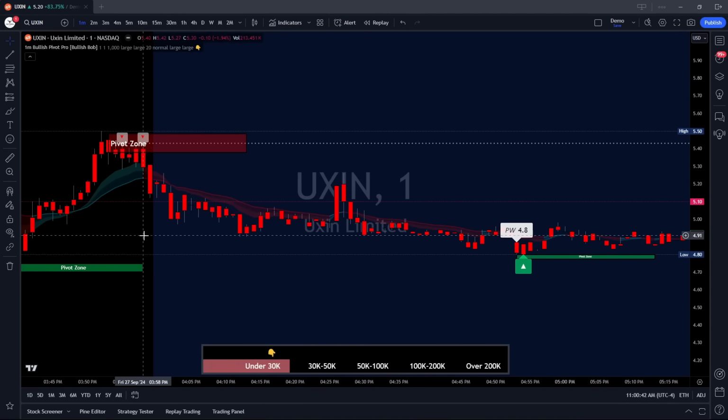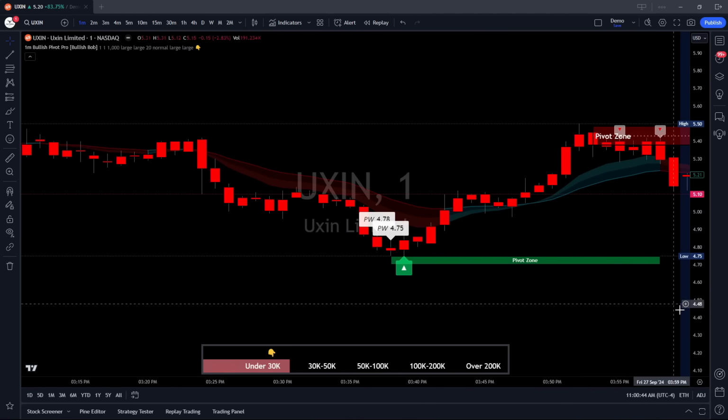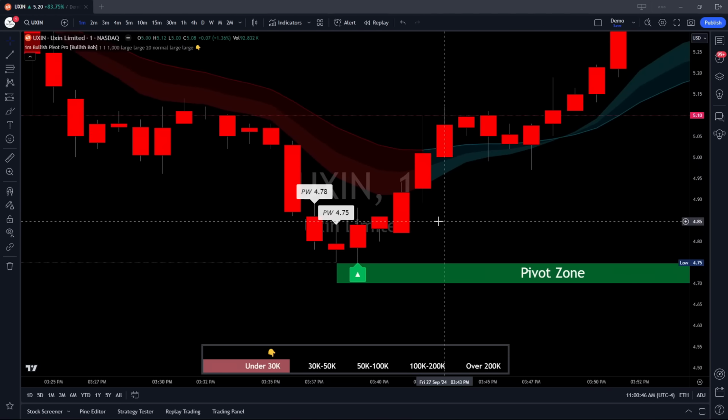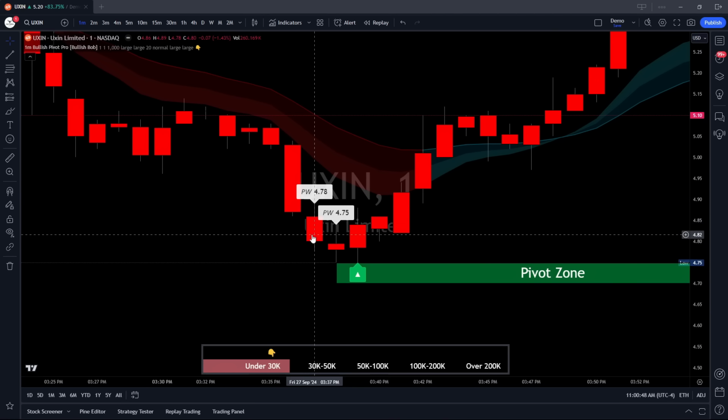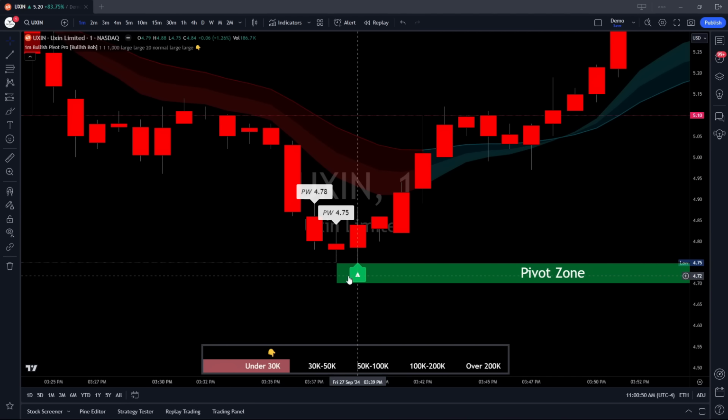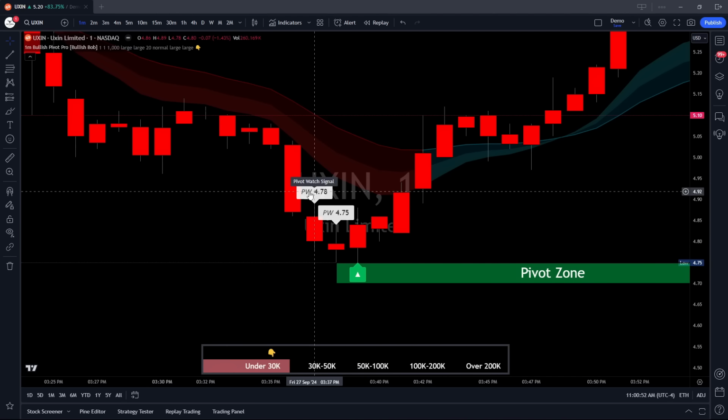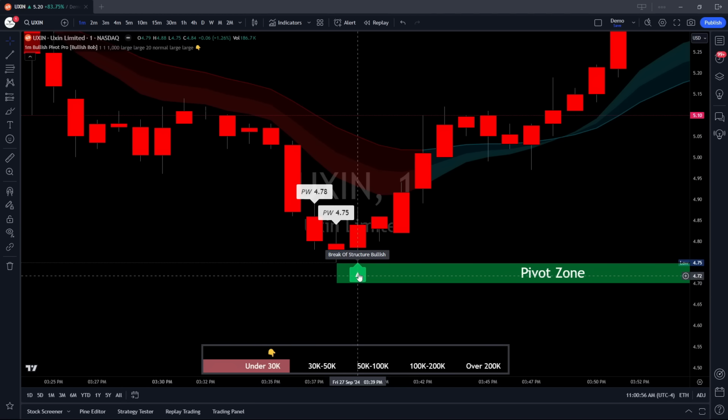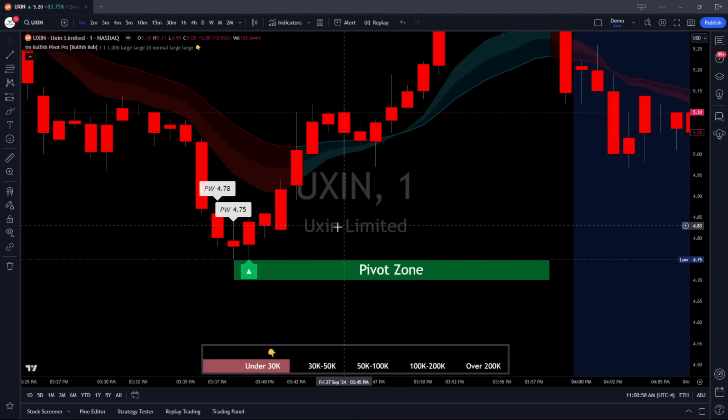Okay, here's another pivot watch at 475 and 478. Now you can see that we have two labels here. 478 did not offer a break of structure alert. So we look at this as when to start watching. It gives you that heads up. And then the next signal we're looking for is this break of structure. And then we look for the pivot zone to hold.